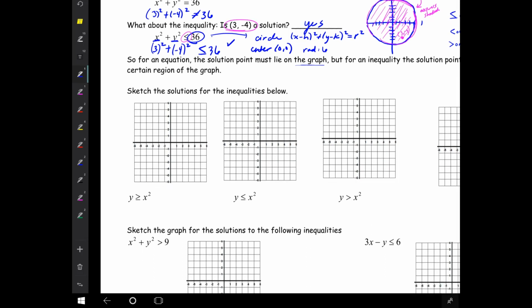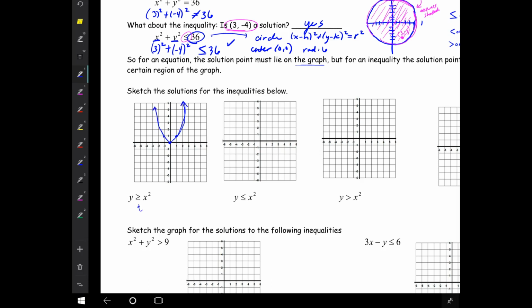Sketch the solution for the inequalities below. y is greater than or equal to x squared. So I want to envision this as y equals x squared. I know the parent graph for that. That has an ordered pair at (0, 0). It has points at like (1, 1), (-1, 1), and then I can just increase steadily.